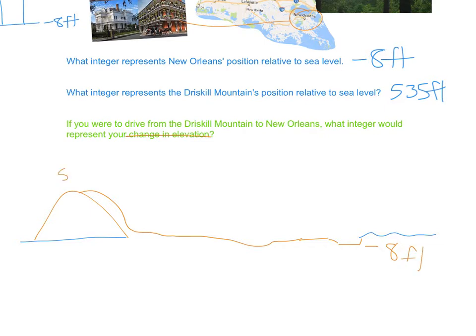And the Driscoll is 535. Well, think about it. What if you were going to drive from the top of Driscoll Mountain down to sea level, to the bottom? Well, it'd be 535 feet, right? Yes, that's how much distance you travel. But we're looking at the integer that represents your change in elevation. And because you dropped in elevation, you actually traveled negative 535 feet. But once you get close to New Orleans, you go down an additional 8 feet, right? You have to go down another 8 because it's negative 8 feet below sea level. So we have to add in another negative 8.